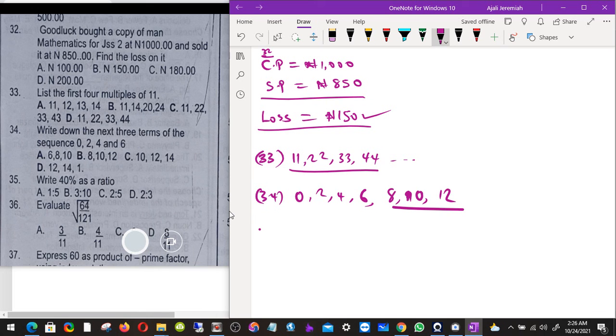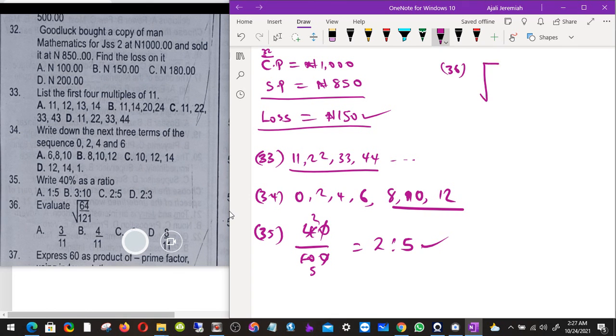Number 35. Write 40% as a ratio. That's 40 over 100. 0 cancels 0, 2 here, 2 here, 5. So that is 2 over 5, 2:5. Number 36. It says to find the square root of 64 over 121. Square root of 64, 8. Square root of 121, 11.